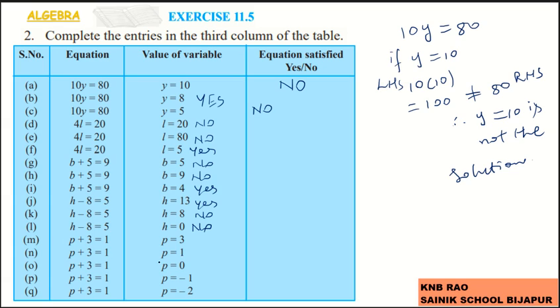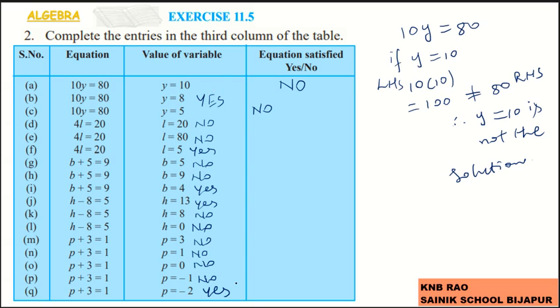p plus 3 equals to 1, is p equals to 3? It is no. Why? Because 3 plus 3 is 6, 6 not equal to 1. p equals to 1, 1 plus 3 is 4, it is not equal to 1. p equals to 0, 0 plus 3 is 3, 3 not equal to 1, no. p equals to minus 1, minus 1 plus 3 is plus 2, not equal to 1, so no. Is p equals to minus 2? Minus 2 plus 3 is plus 1 equals to plus 1, yes. So this is how we are asked to complete the third column.